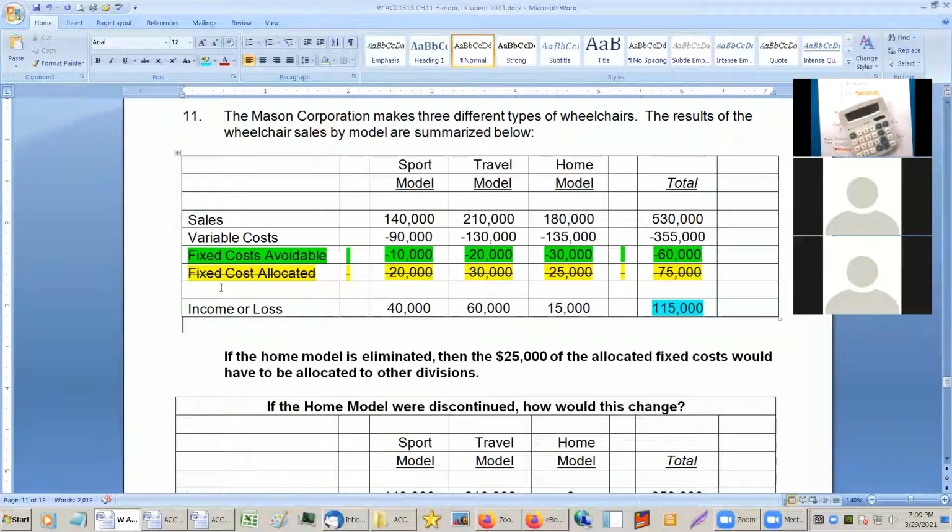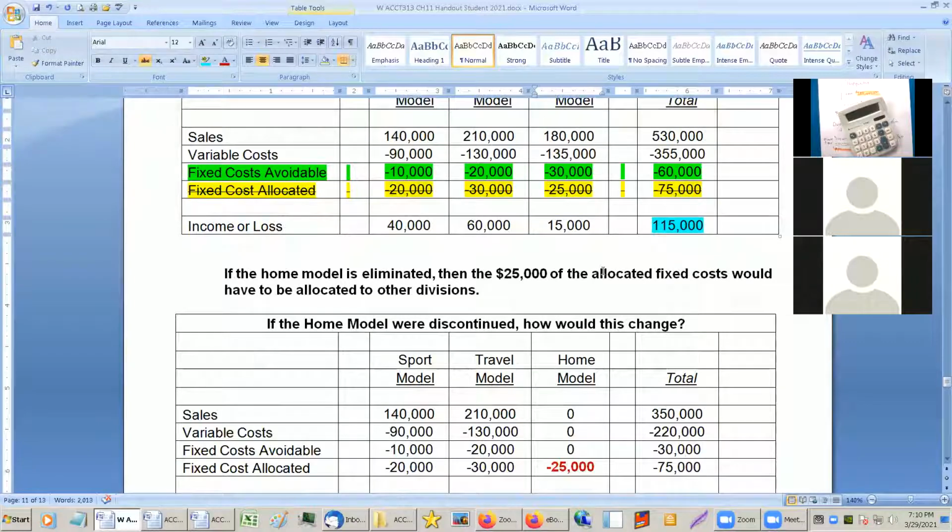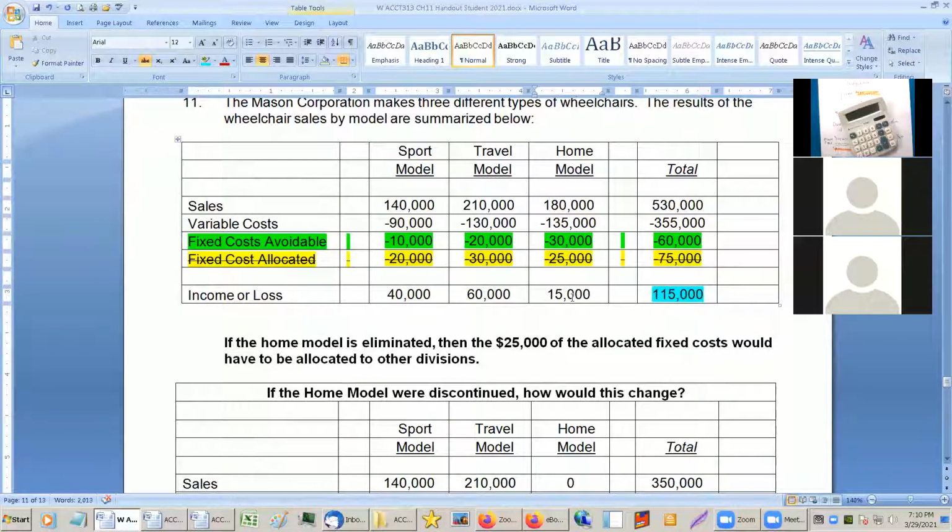So, you know, these fixed costs are, now, again, they may not be making as much money as we want them to make. However, every single one of these is adding something to cover those allocated costs. And so this home model, even though it looks like it's unprofitable, is actually making money. Again, maybe not as much as we wanted to make, but every single division here is actually profitable if you look at just the relevant costs. You know, these costs are not relevant.